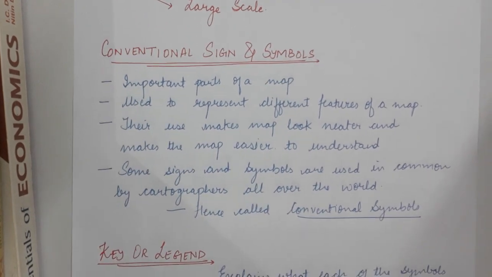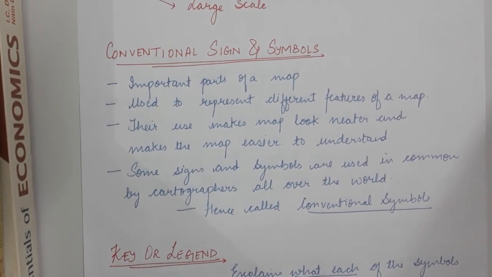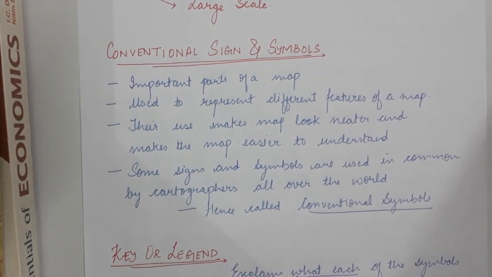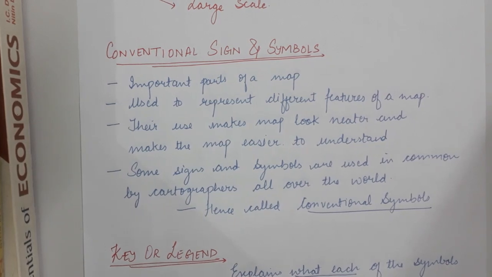Moving towards the conventional signs and symbols. Conventional signs and symbols are an important part of the map. These are signs and symbols which are used to represent different features on the map, and they are used to make the map neater. As if we will be writing many things on the map, it will become untidy. So to avoid all those things, the maps we study are drawn with symbols.